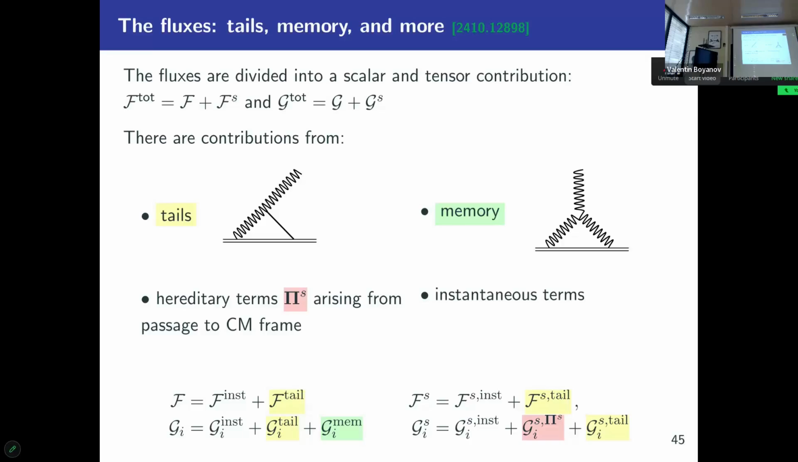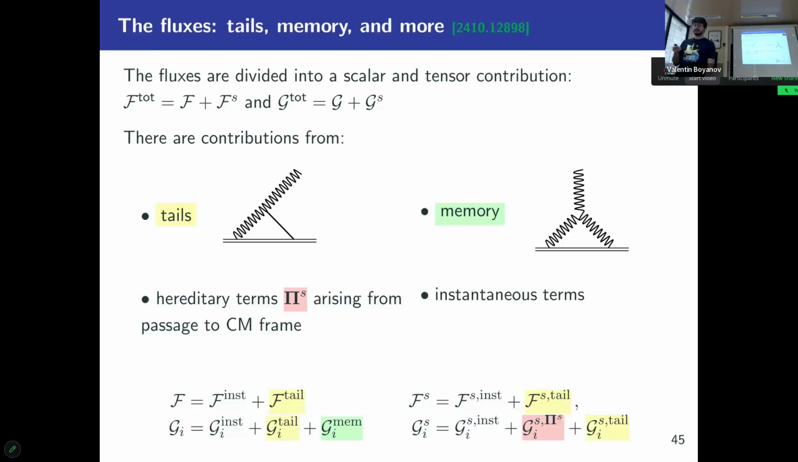And you have very interesting new hereditary terms, which arise from the non-local part of the passage to the center of mass frame. What I've shown you in GR, this non-local contribution to the passage to the center of mass frame, appears at lower order in scalar tensor theory. And since the dipole has a different structure than a quadrupole, this promotes it even to lower order. So we're going to have these things appearing in the waveforms at much, much lower order than in GR. In GR, it would be at 5.5 PN. Here it's at 3.5 PN.